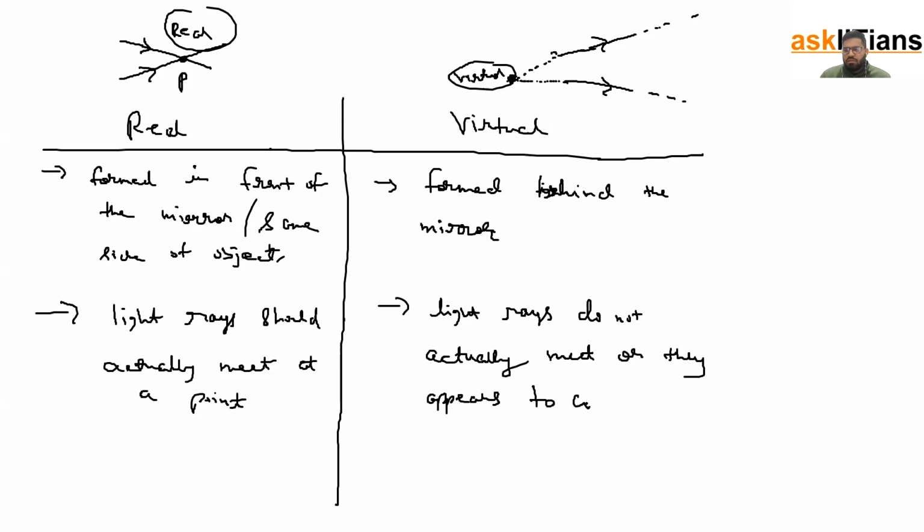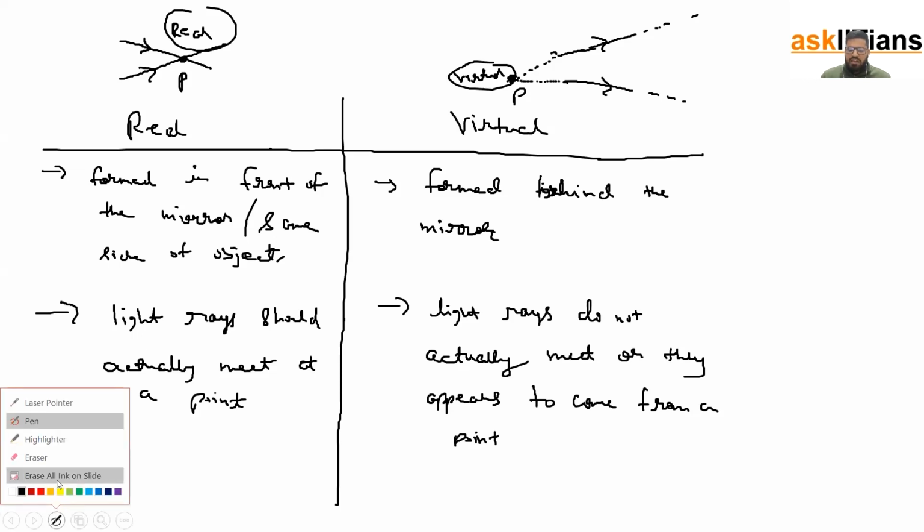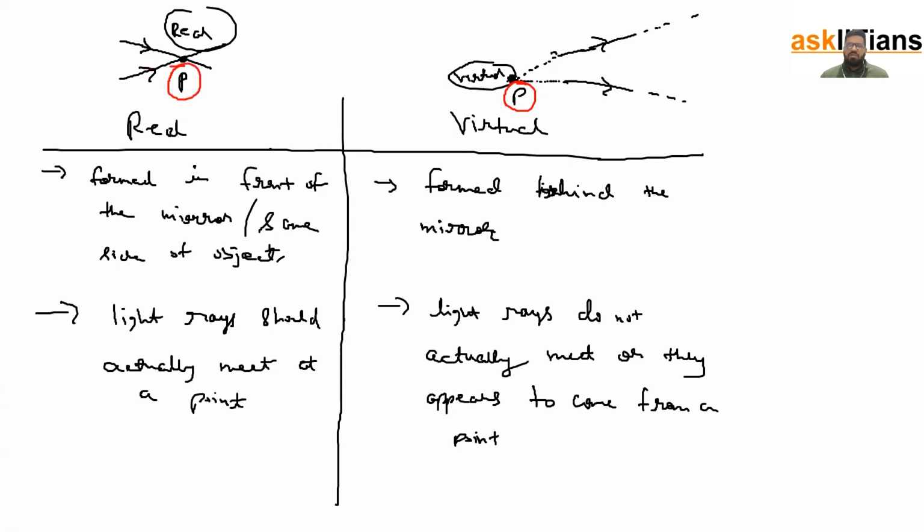They appear to come from a point. So you can see in the diagram also they appear to come from point B. They are appearing to come from point B, but they are not actually coming. We are extending them backwards. So this P is a virtual image and this P is a real image on the left.